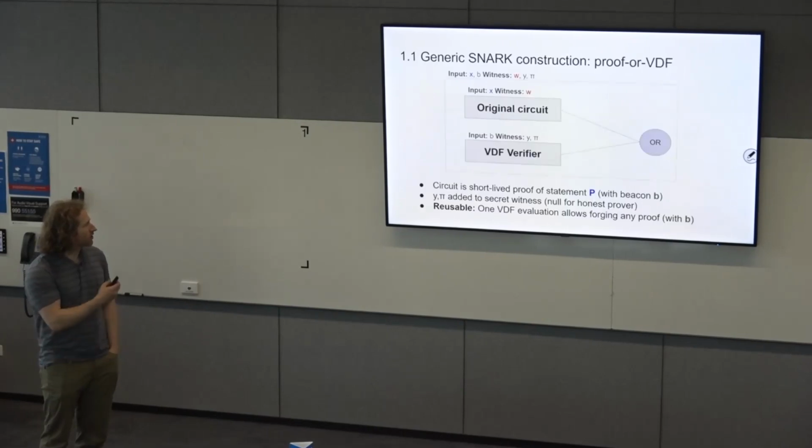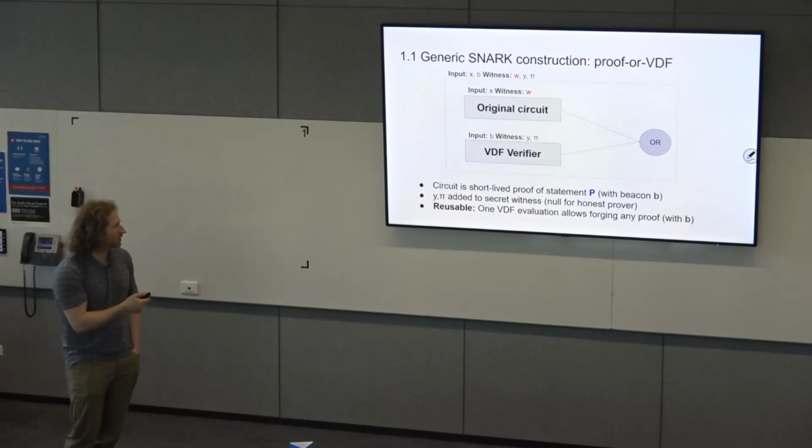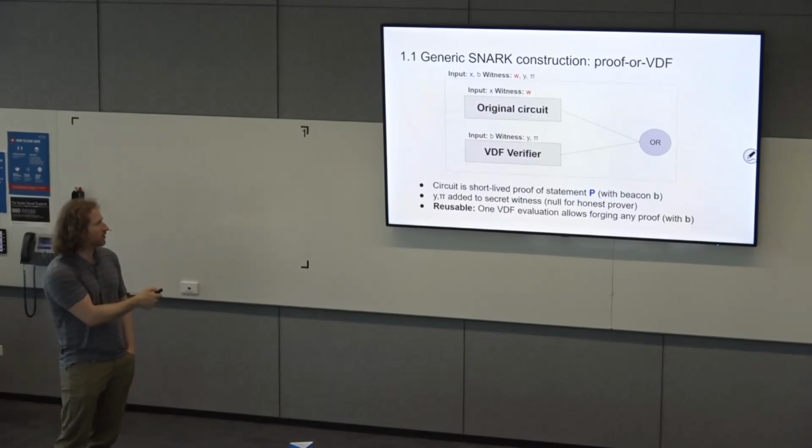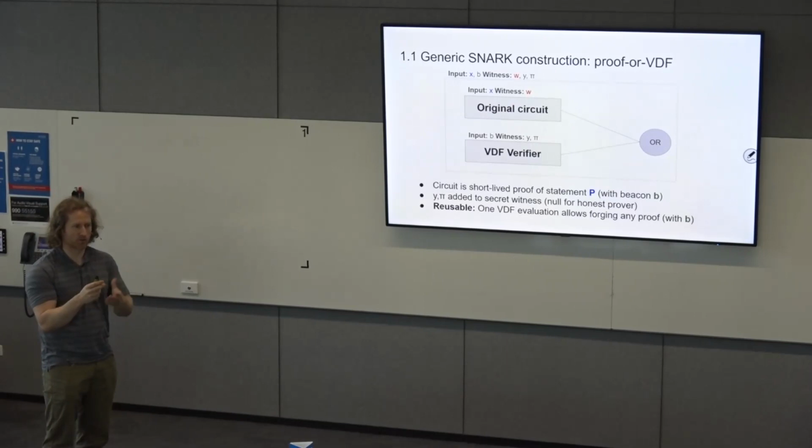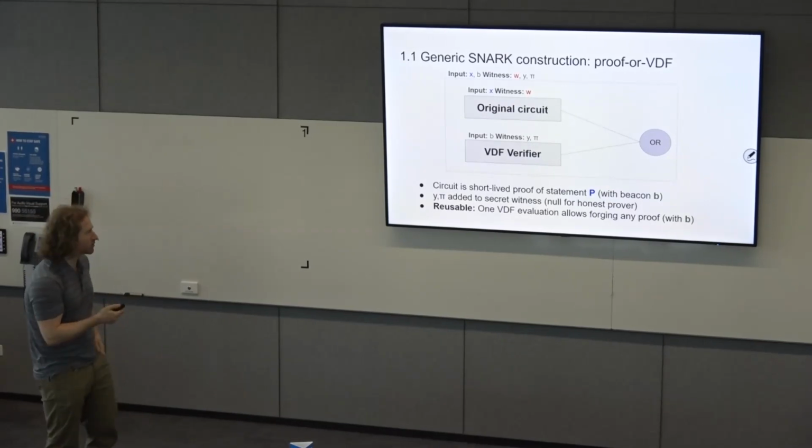Okay, so how do we actually construct this? It turns out to be pretty simple using SNARKs. It's really just a disjunction. So you take your original circuit, which can be any statement you want to prove, and then you add a second bit to the circuit, which verifies the VDF solution. And then the overall proof just proves that you satisfied one of those two things. And then it's really straightforward.